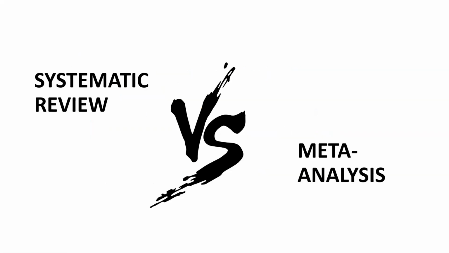This brings up another question that's very, very important, which is: what's the difference between a systematic review and a meta-analysis? There are a lot of studies out there that are systematic reviews but do not include meta-analysis. So is there a reason why a study might be just a systematic review and not include a meta-analysis?